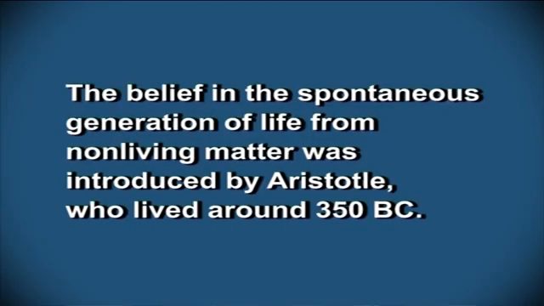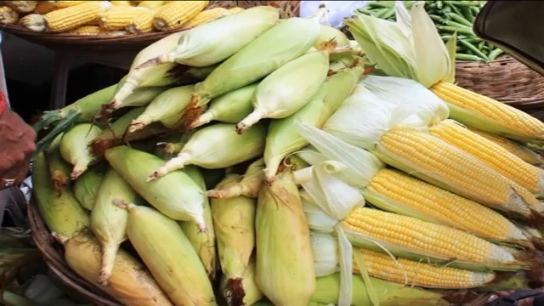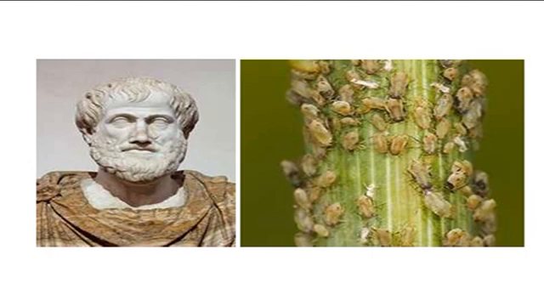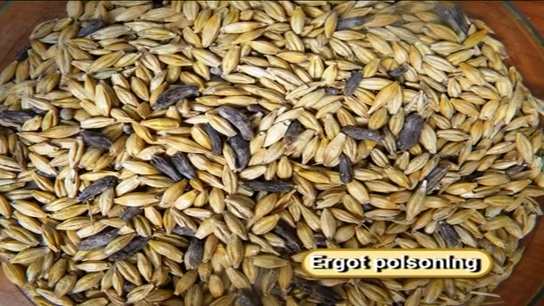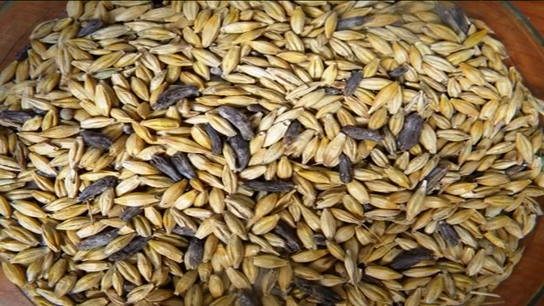The spontaneous generation of life debate. The belief in the spontaneous generation of life from non-living matter was introduced by Aristotle, who lived around 350 BC. He concluded that aphids arise from the rainfall which falls on the plants, and mice originate from dirty food storage structures. Between the birth of Christ and AD 1100, few advances were made towards understanding the nature of food poisoning and food spoilage. Ergot poisoning, caused by Claviceps purpurea, a fungus that grows on rye and other grains, caused many deaths during the Middle Ages.